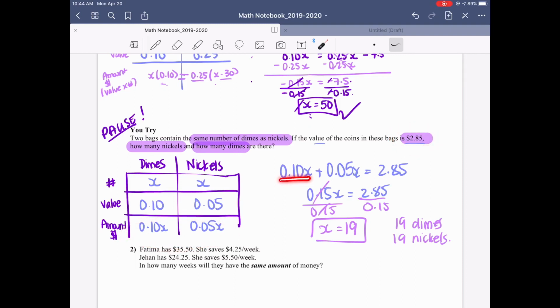So 0.10x plus 0.05x is 285. Combine your like terms, because they both have x. That gives you 0.15x equals 285, and then you just divide by 0.15 to solve for x, and you get that x is equal to 19, which means that you have 19 dimes and 19 nickels because they have the same amount.